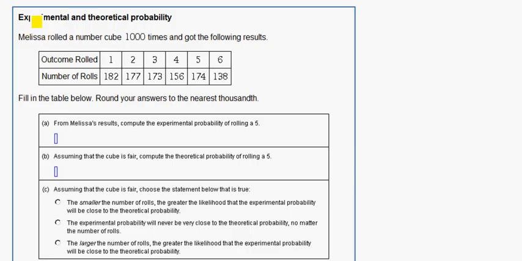In this problem, we are working with experimental and theoretical probability. Melissa rolled a number cube 1,000 times and got the following results. So the outcome rolled is 1 through 6, and here's the number of rolls. So fill in the table below, round your answers to the nearest thousandth. So question A, from Melissa's results, compute the experimental probability of rolling a 5.